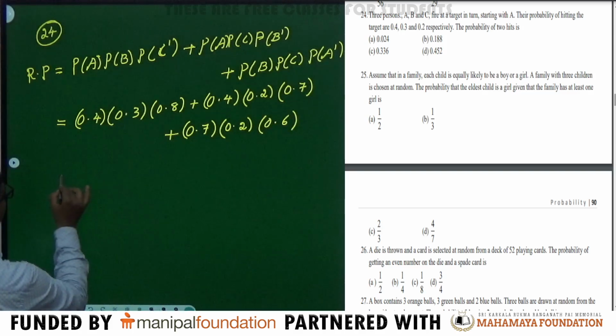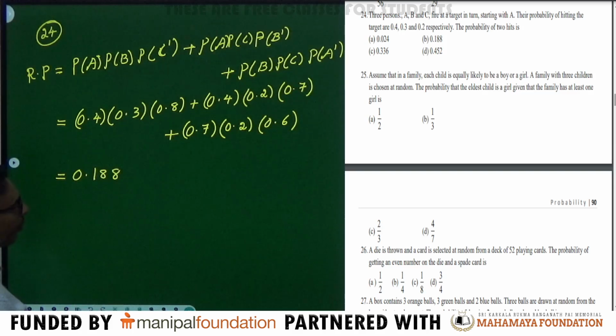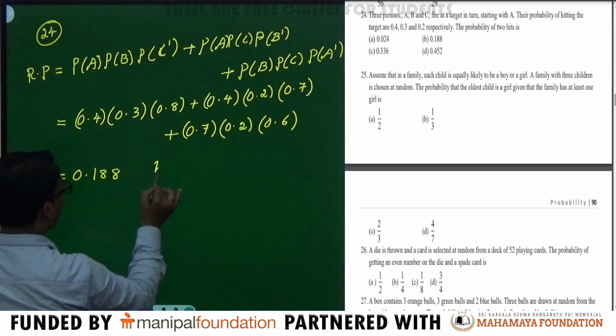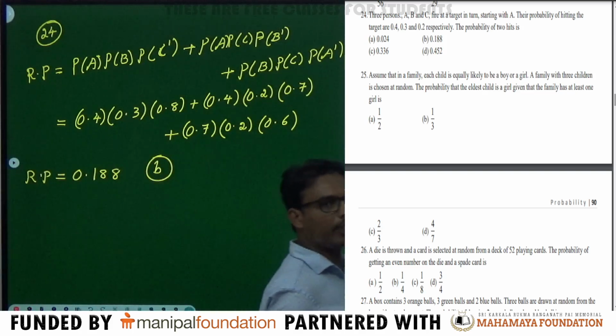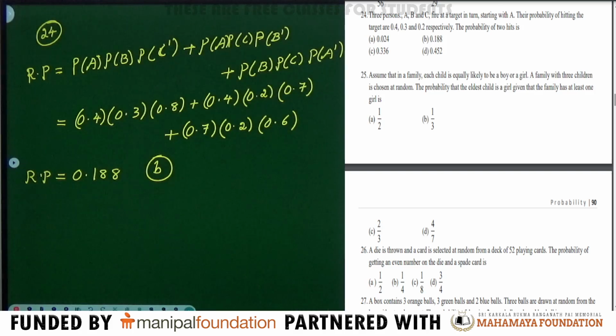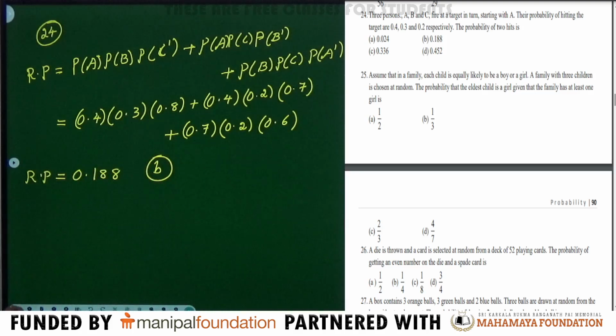Simplify all the values, you will get 0.188. Therefore, the correct answer is option B. This is the required probability. You have to simplify, multiply and add all the values, you will get the value 0.188. So, the correct answer is option B. Next problem.